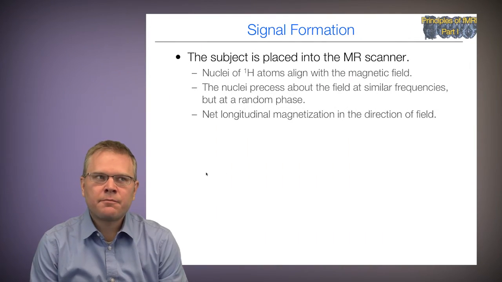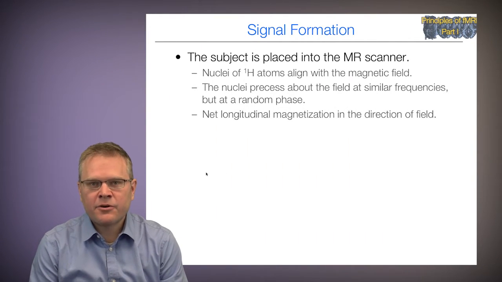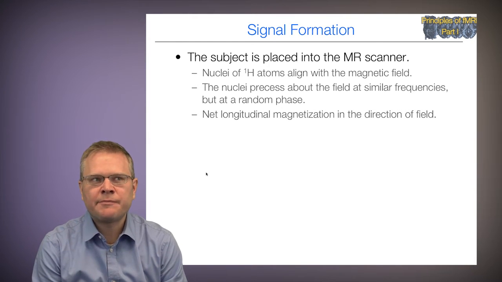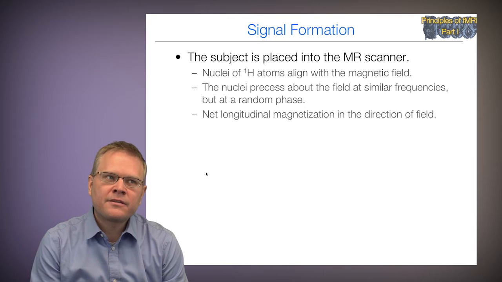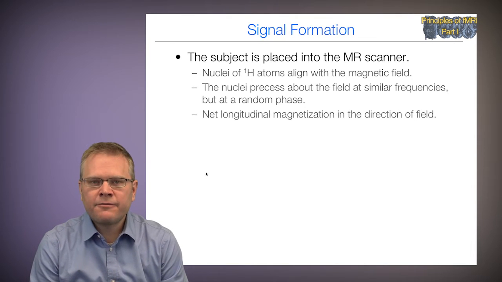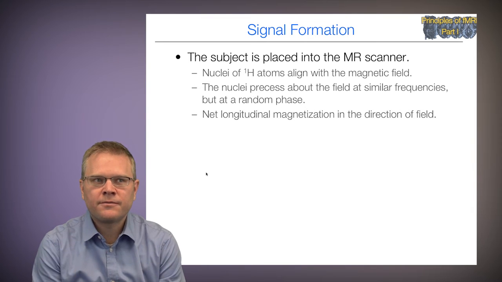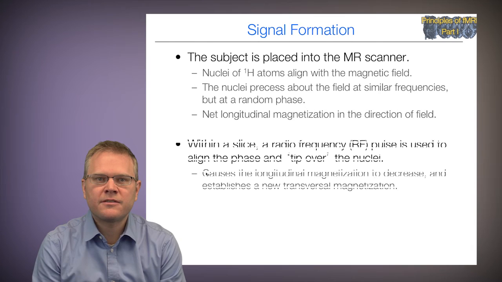Hi, in this module we'll talk about how we can take the signal that was acquired using the MR scanner and form an image. So just to recap, the subject is placed into the MR scanner, and this causes the nuclei of hydrogen 1 atoms to align with the magnetic field. Now the nuclei precess about the field at similar frequencies but at random phase with respect to each other. And this causes a net longitudinal magnetization in the direction of the field.